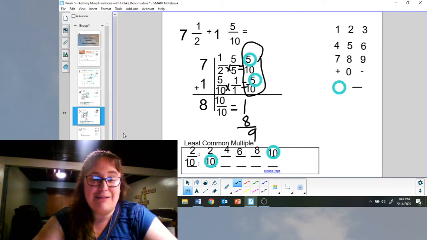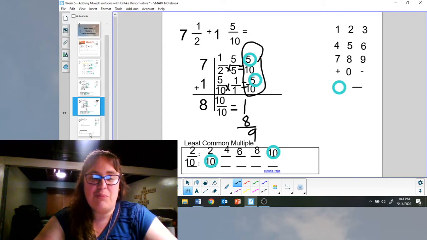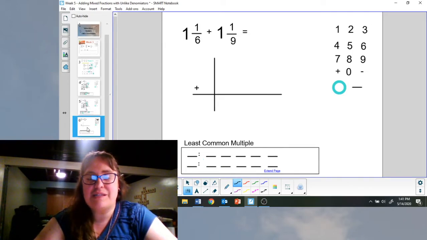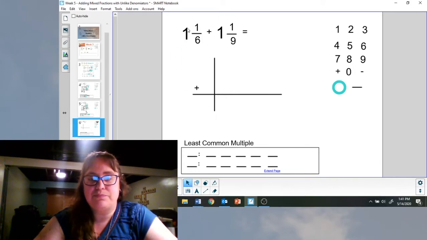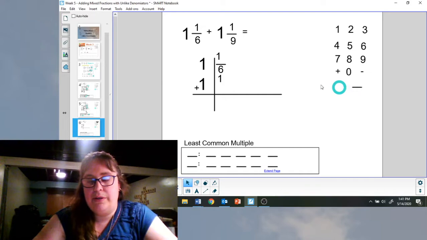I've got several more examples. Let's try at least one more, maybe 2. Here's your next problem. 1 and 1/6 plus 1 and 1/9. Whole numbers go over here. So I've got 1 and 1/6, plus 1 and 1/9. Okay. Are the denominators the same? No. So, we're going to have to find equivalent fractions.